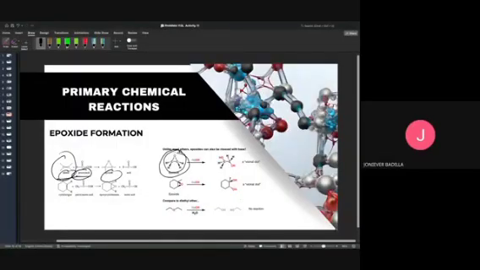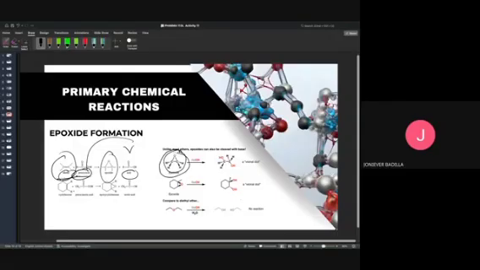Now, since we are talking about your epoxide formation, the primary product involved here would be, as presented a while ago, your epoxide. But as a secondary product, we will be recovering the original acid. In this case, if we have acetic acid containing two carbon atoms, then what will be recovered under epoxide formation would be a two carbon-containing acid. So that is under your epoxide formation.